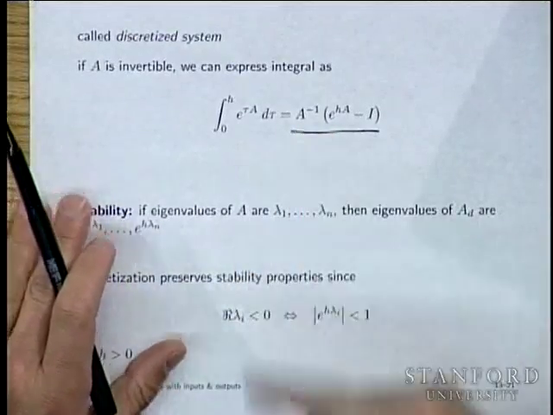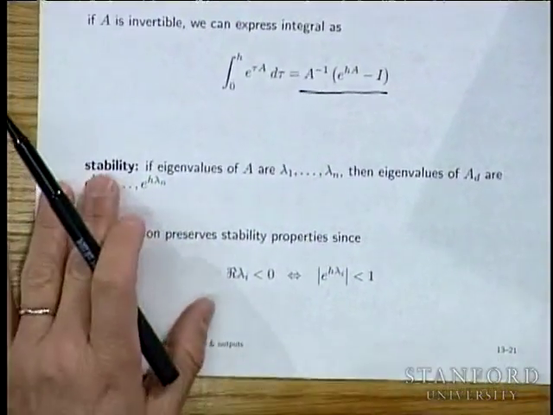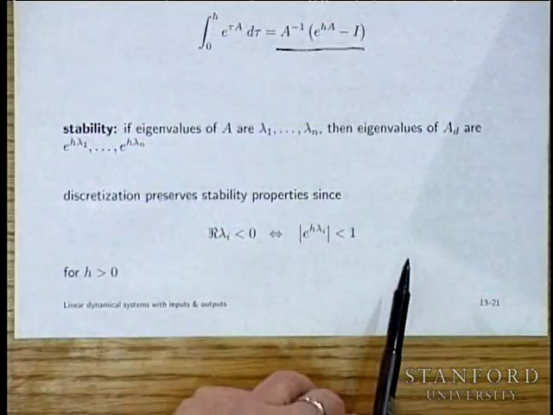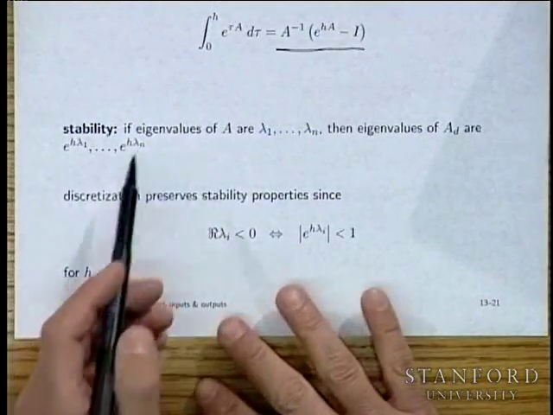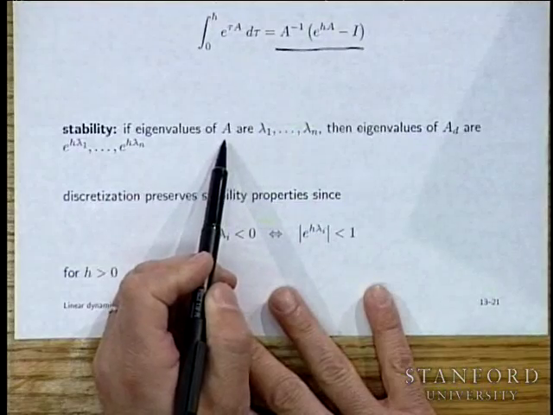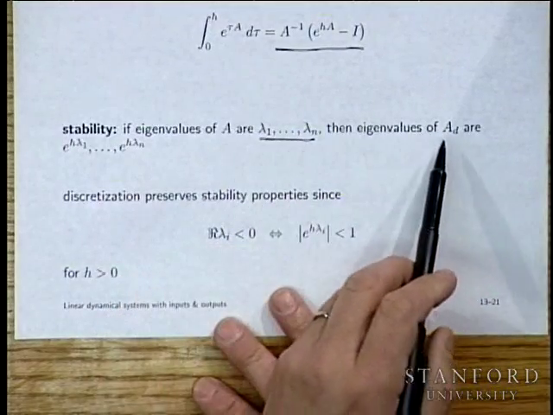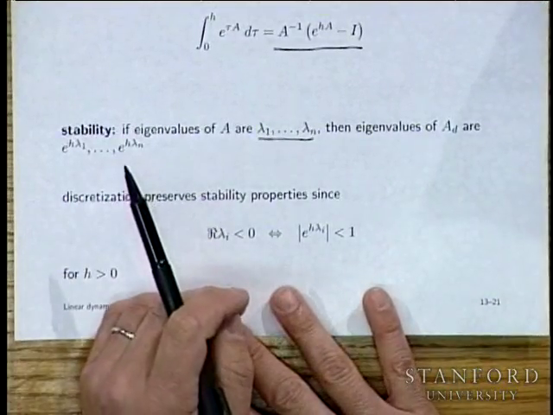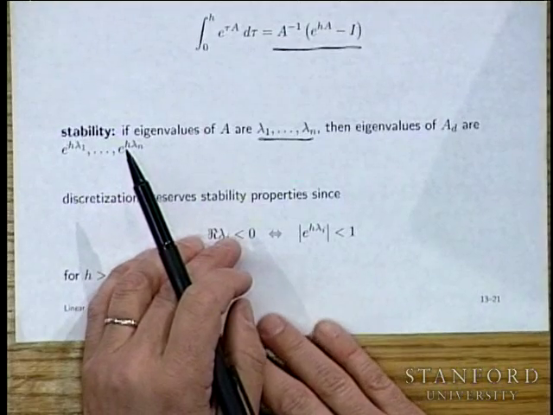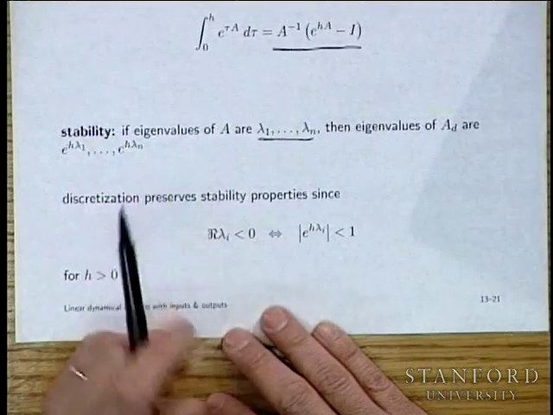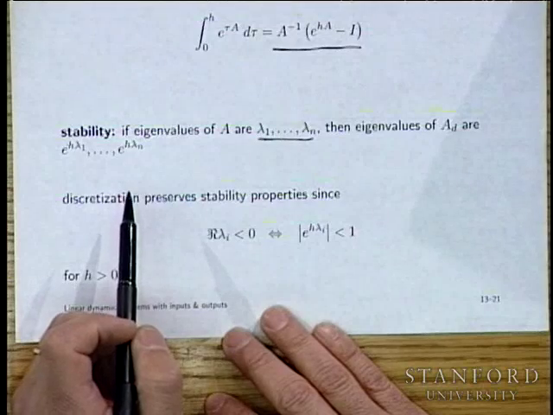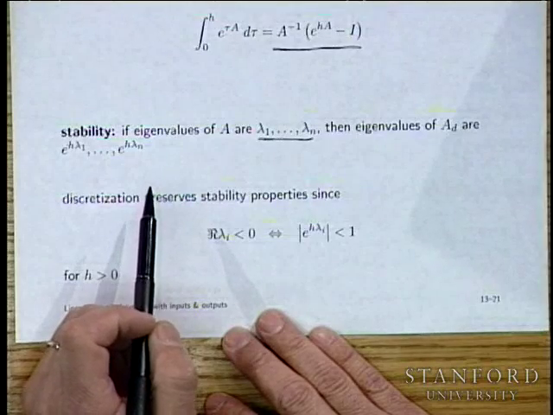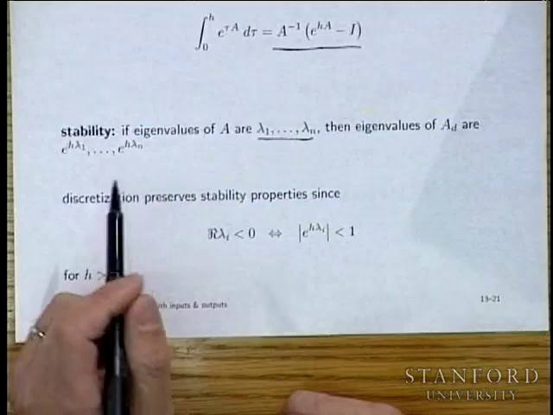Okay, so you have this. Now, we can point out something quite interesting here, and that is that stability is preserved by this discretization. So if the eigenvalues of A, that's in x dot equals Ax plus Bu, are lambda 1 through lambda n, the eigenvalues of A_d are e^(hλ1) up to e^(hλn). Did we put that on, I have a vague memory we made an additional homework problem on this or something. Spectral mapping theorem?